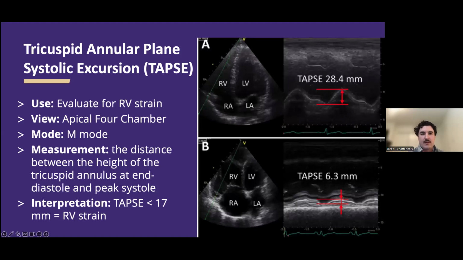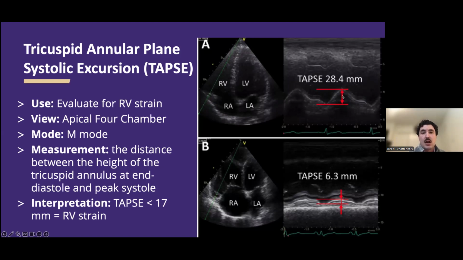Some of you may have heard of this before, but as opposed to our first two, which are looking at the left ventricle, this is looking at the right ventricle. And this is again using M mode, looking at the distance, looking at this tricuspid annulus here, so where the tricuspid valve meets the right ventricle. It's essentially looking at how that tricuspid annulus is moving through diastole and systole, or how the right ventricle is squeezing. And then you calculate the total distance that it moves.